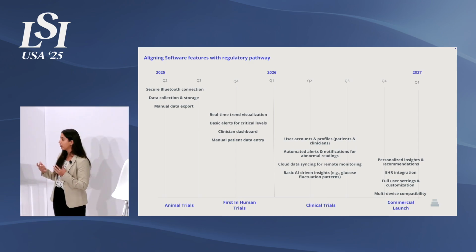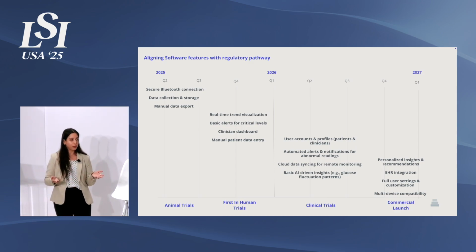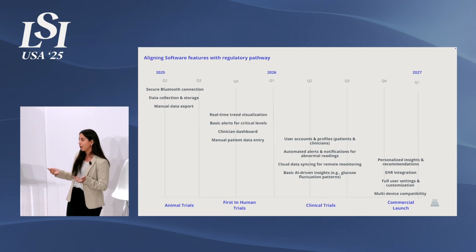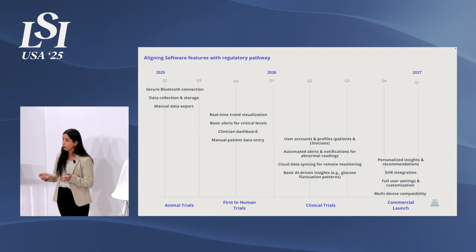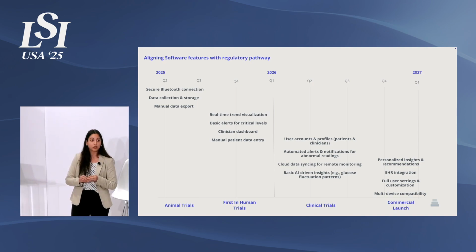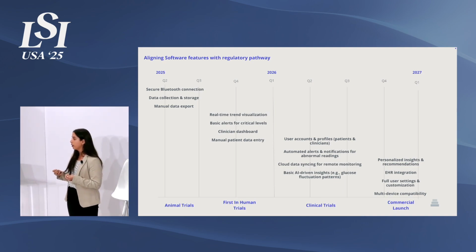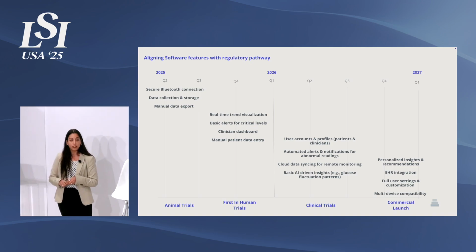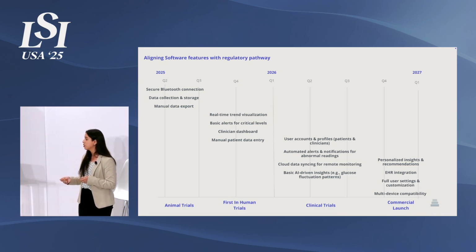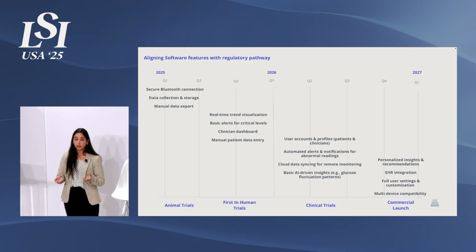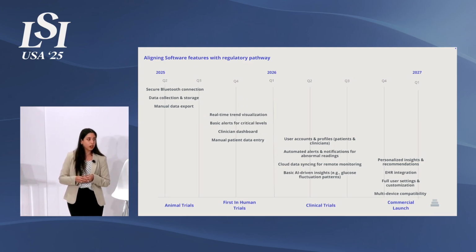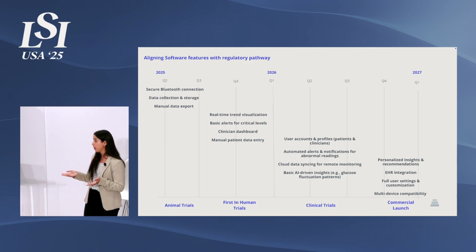For example, during animal trials, we have no real users. So does it make sense to have a patient app? Probably not. We'll really want to focus on having a secure Bluetooth connection. We'll want the device to correctly collect and store that data, and then we can manually export that data for analysis. So right before animal trials, we'll really start to work on those 3 features and make sure they're ready for that stage. Moving on to first-in-human trials, we'll start to have users, typically between 5 to 20 patients.